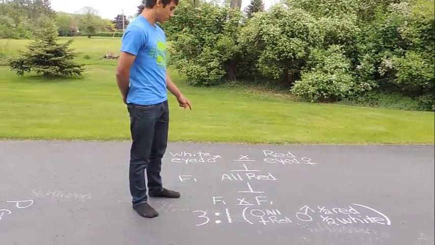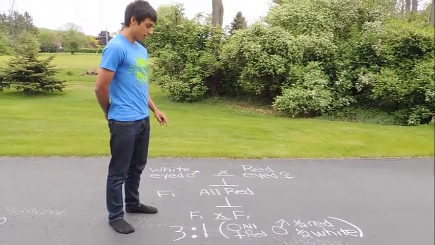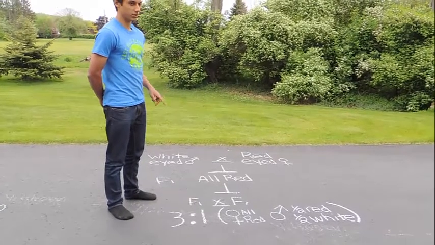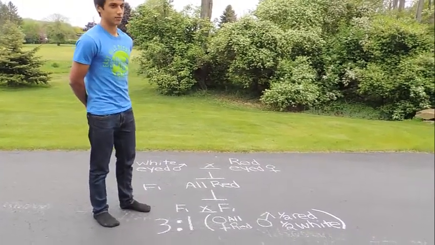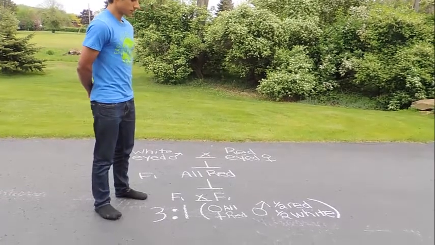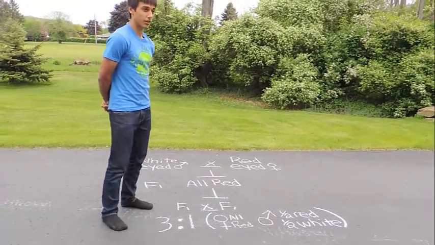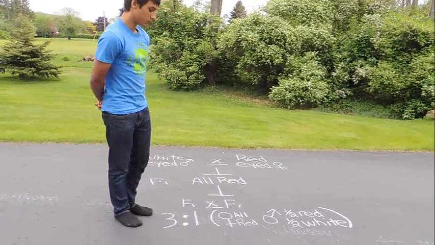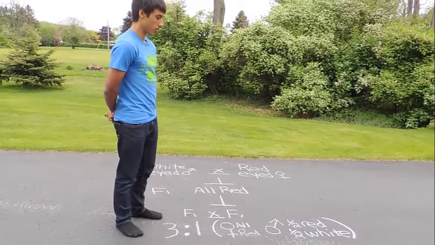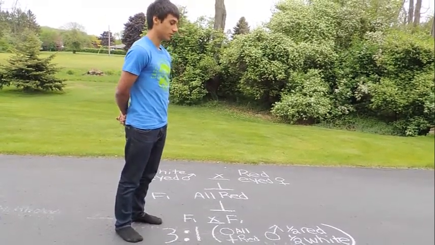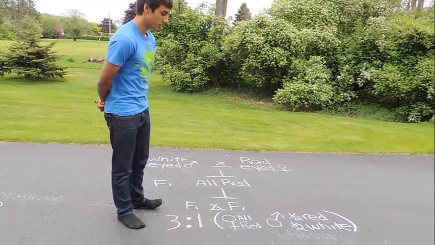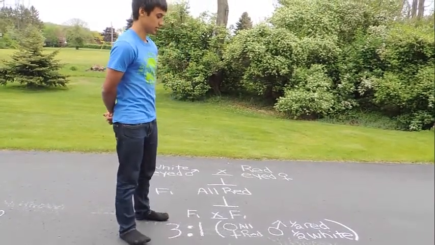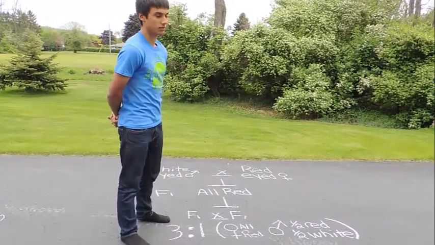Then when he got that, he crossed the F1 generation with other F1 generations, and he got a 3-to-1 phenotypic ratio. This was odd because what was supposed to happen was the females were supposed to be half red and half white, as well as the males. But what actually happened was the females turned out to be all red, while the males turned out to be half red and half white. So what the experiment proved was that some genes can be sex-linked, such as eye color in flies.